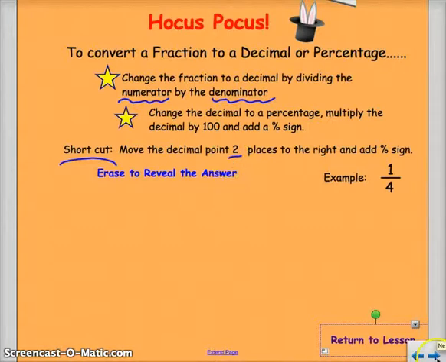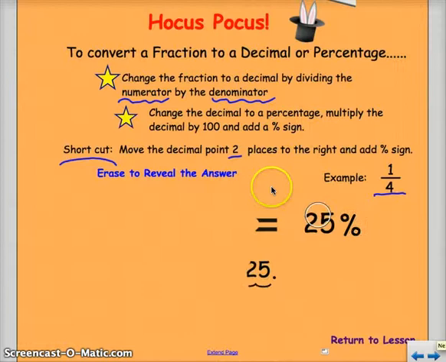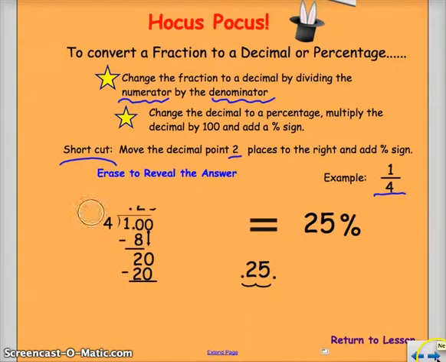Okay, for a moment, everybody, try and convert the fraction 1/4 to a decimal and then to a percentage. Okay, we'll reveal the answer to see all the steps.